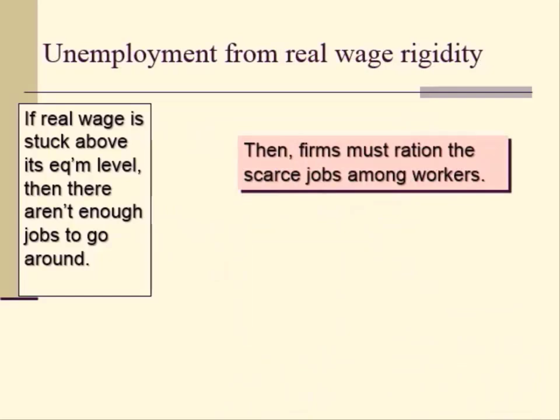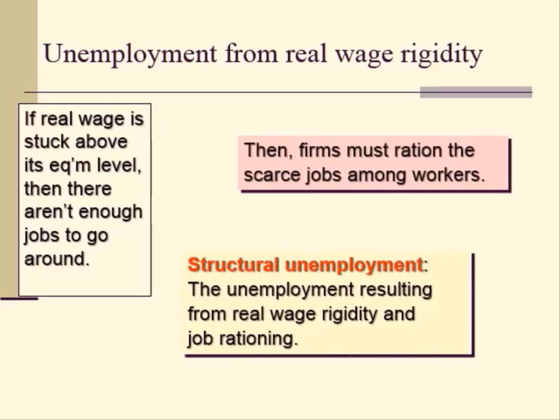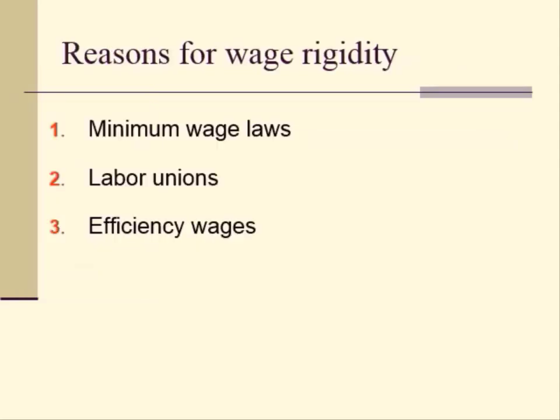So if real wage is stuck above its equilibrium level, then there are not enough jobs to go around. Then firms must ration the scarce jobs among workers, and this leads to structural unemployment. That is the unemployment resulting from real wage rigidity and job rationing. There are three main reasons for wage rigidity. One, minimum wage laws. Two, labor unions. And three, efficiency wages. Let's look at each of those three cases.